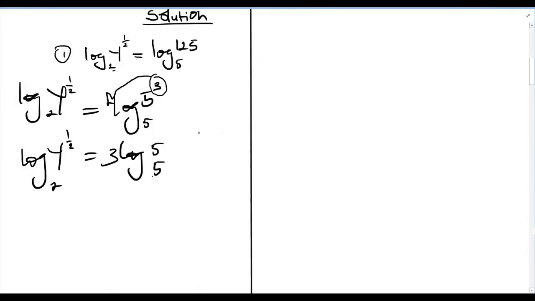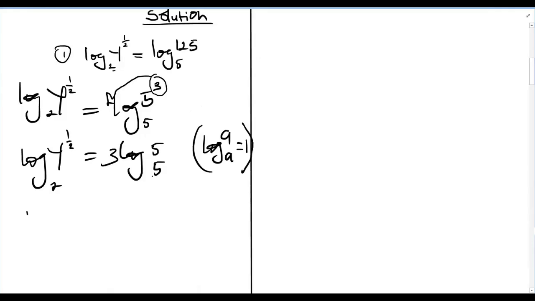Now mind you, log a base a is equal to 1. Log a base a is equal to 1, meaning if you have log 100 base 100, it is 1. Log 5 base 5 is 1. Log 3 base 3 is 1. Log 20 base 20 is 1. Log 10 base 10 is 1.